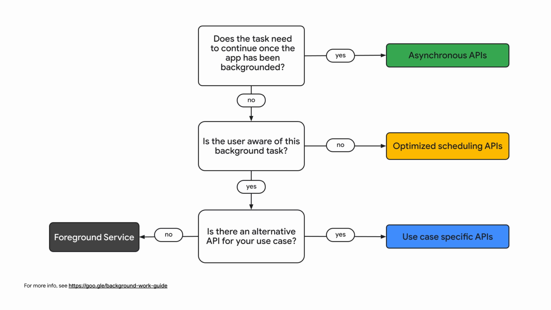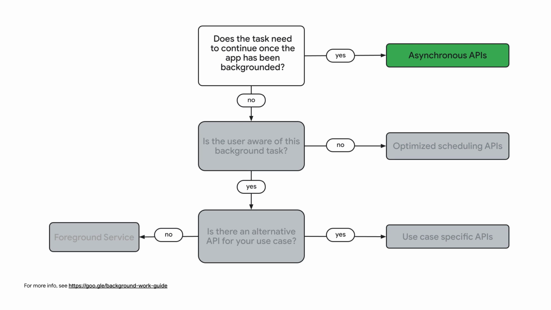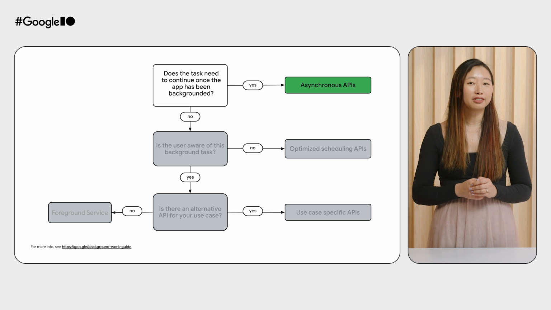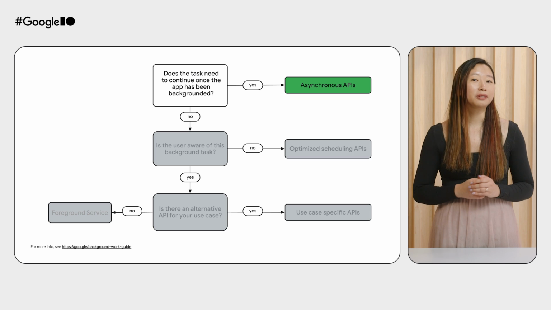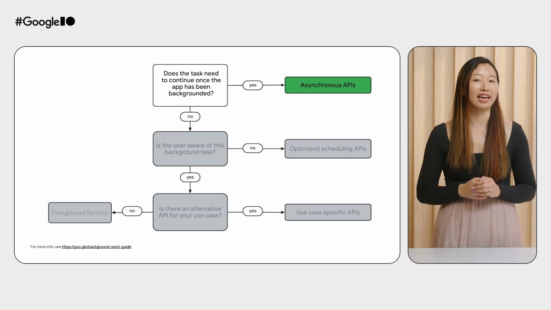Here's a flowchart to ask yourself to understand which category you should be using. Does the device need to continue once the app has been backgrounded? For example, if you start fetching a newsfeed for your app, finishing this work after the user leaves the app does not provide user value. You should use asynchronous APIs along with lifecycle-aware components to cancel the work once the user leaves the app.